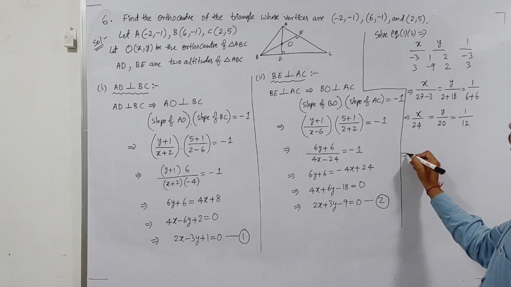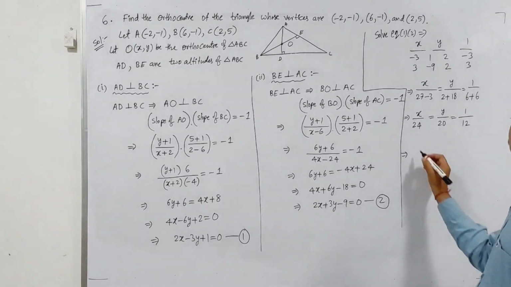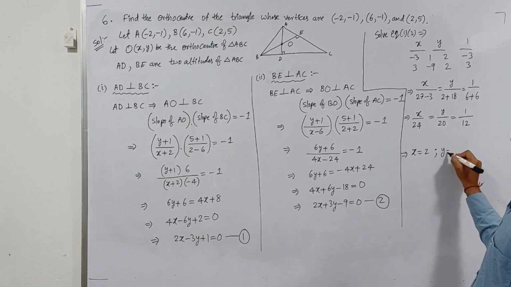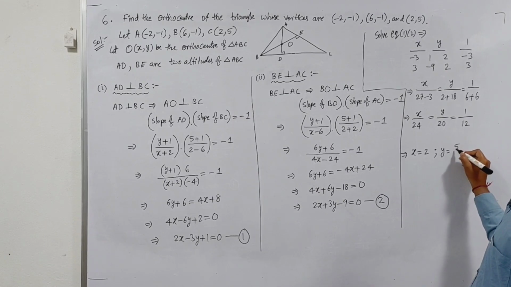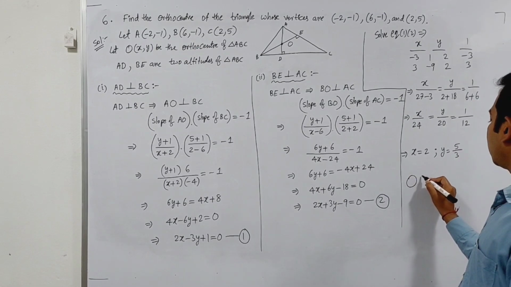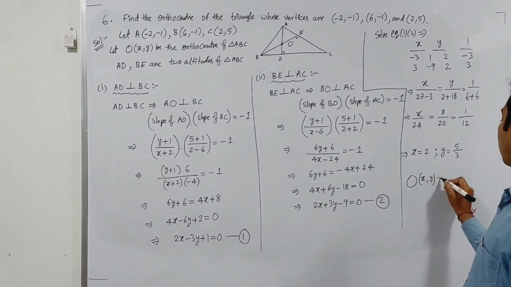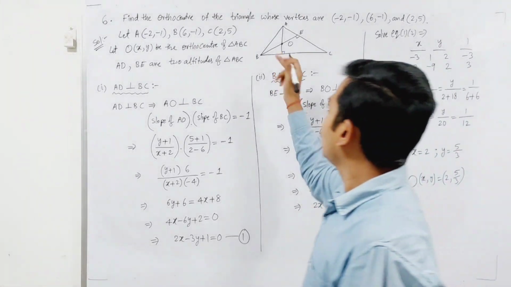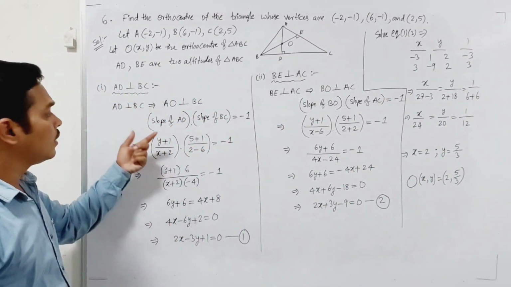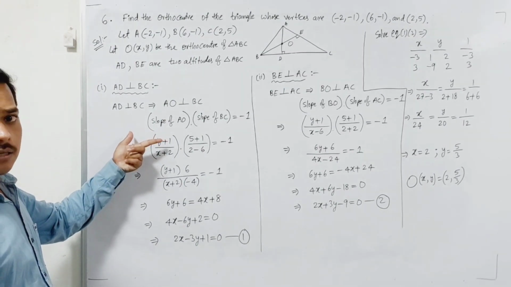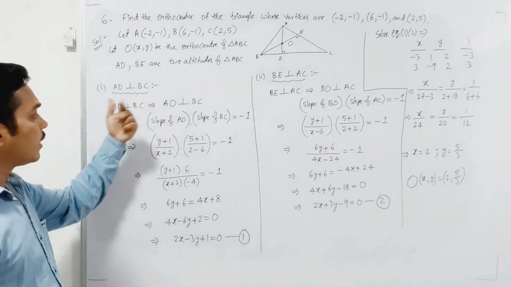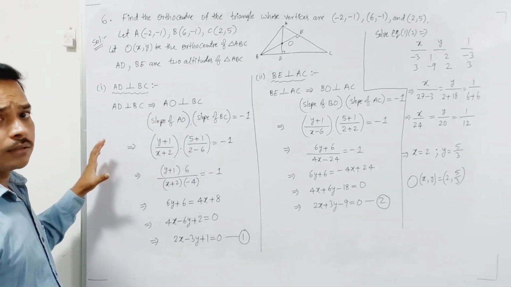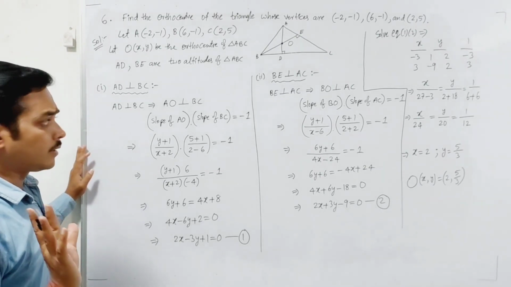Now equating the first term and last term, and second term and last term: x is equal to 24 by 12 is 2, y is equal to 20 by 12, that is equal to 5 by 3. Therefore, orthocenter x comma y is equal to how much? 2 comma 5 by 3. This is the orthocenter of triangle ABC by using the third method. Slope concept application: if two lines are perpendicular, the product of their slopes is equal to minus 1. So this is the third method for finding the orthocenter.